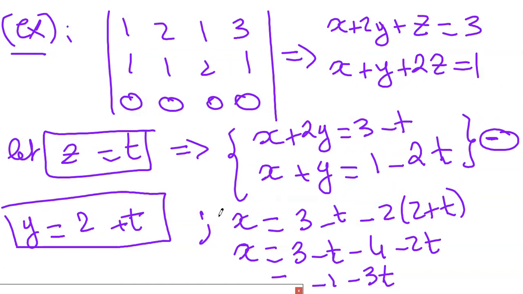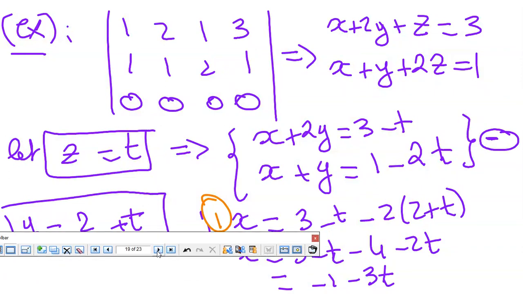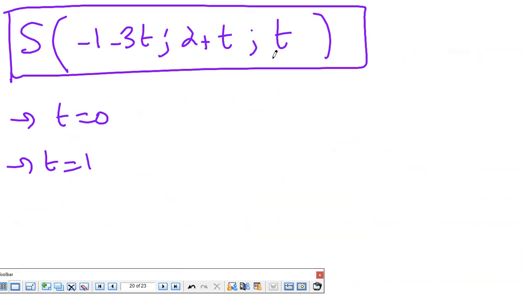Sorry, I did it in the first one. x is equal to 3 minus t, minus 2y, minus 4 minus 2t. And I got x in terms of t. And so this is the solution of the system.